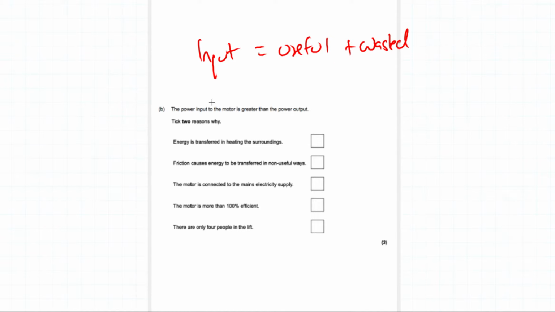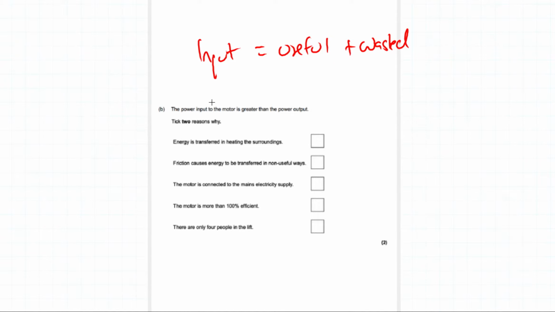Energy transferred as heat into the surroundings. This is wasted energy, so that's likely to be correct. So we'll tick this one for now. Or actually, in the exam, you should tick it outside the box just in case it's wrong. Friction causes energy to be transferred in non-useful ways. This implies wasted energy, so that's correct.